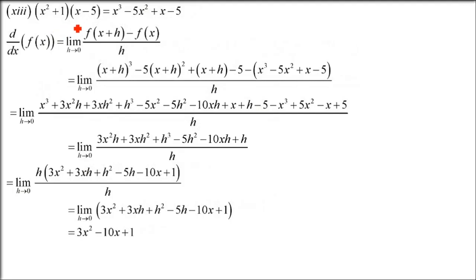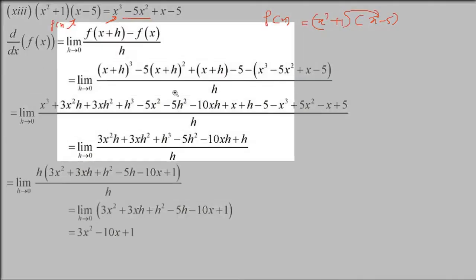Now x square plus 1 and x minus 5. The first thing is to multiply these two. Rather than doing it with these two terms differently, just multiply them and then use it. So we have f(x plus h), just multiply this and then see f(x plus h). So x cube minus 5x square plus x minus 5. Now put f(x plus h) minus f(x).